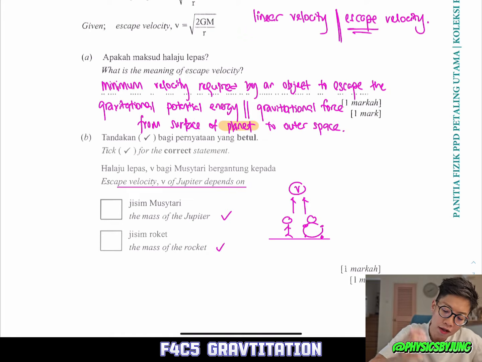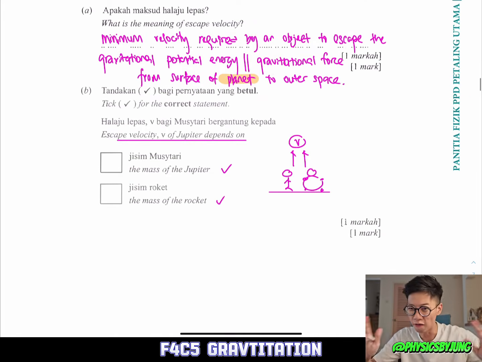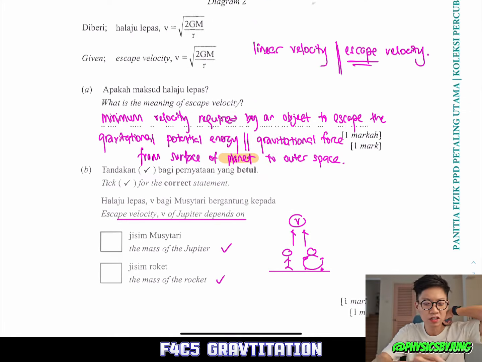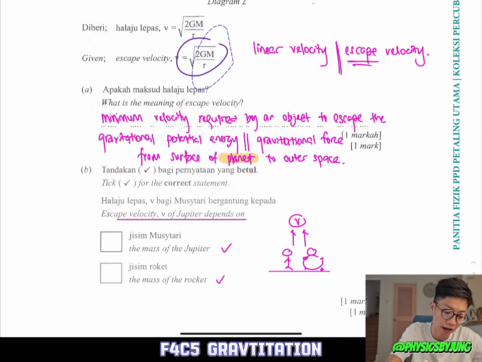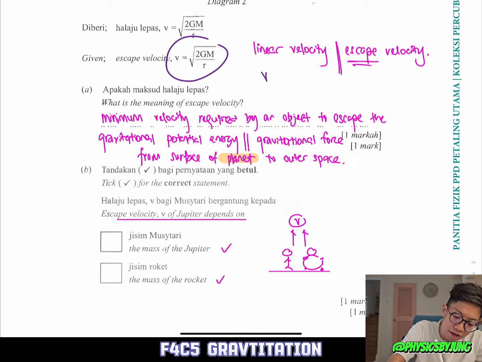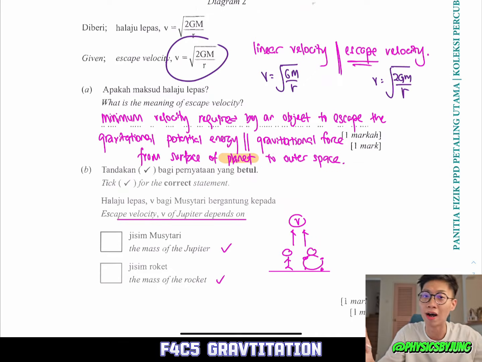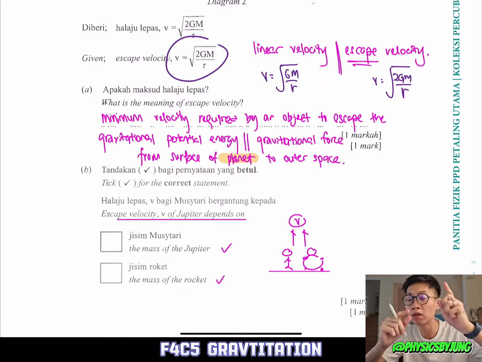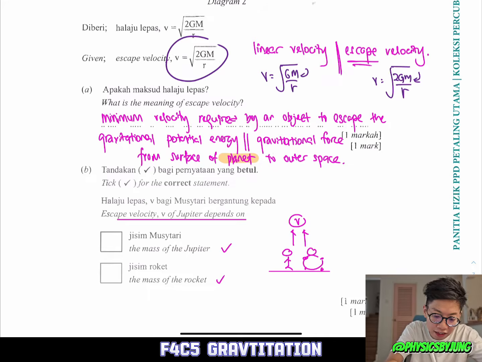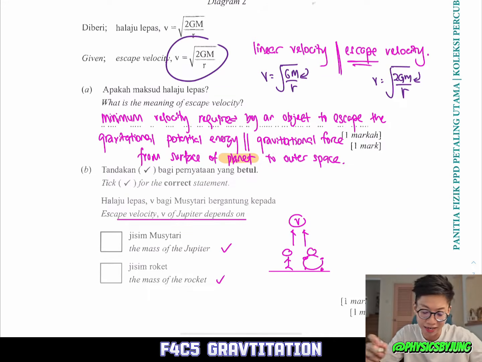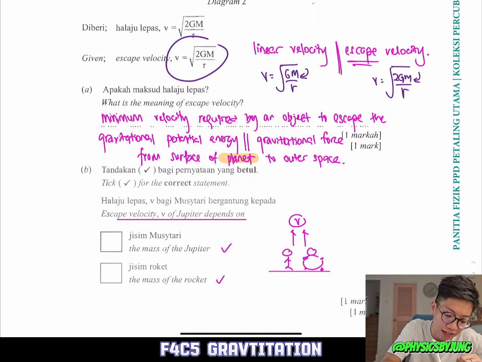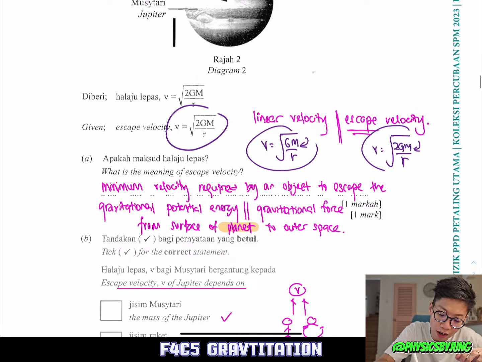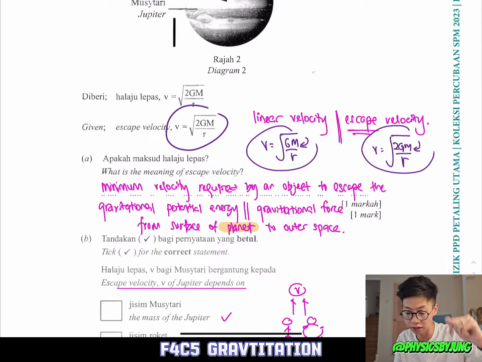Why? Because whenever we look at all these formulas, a lot of people will tell me, teacher, very simple, they can just give you the formula already, v equals square root of 2GM over r. Or for linear velocity it is v equals square root of GM over r. However, it is very important for you to know which mass this M is actually representing. For example, why is the linear velocity like this, and why is the escape velocity like this? In this video, I'll tell you about it.